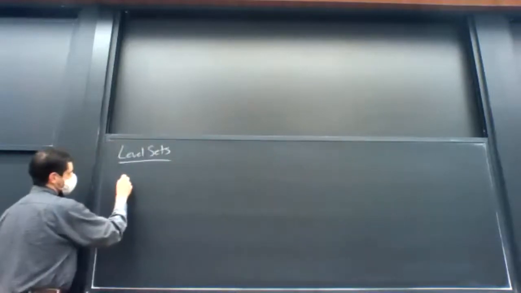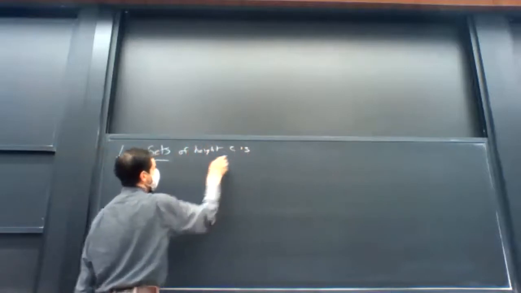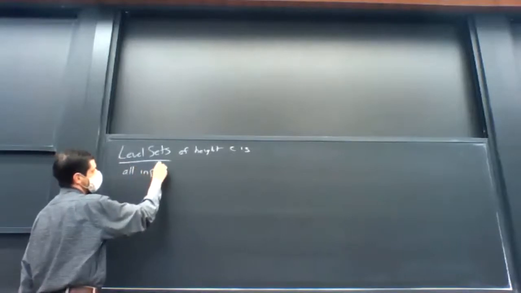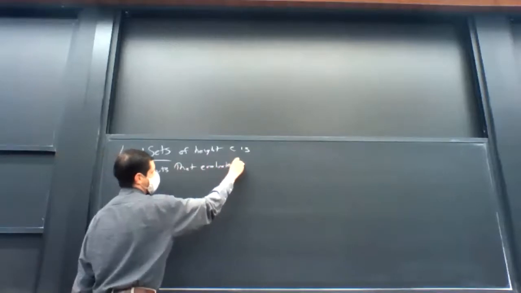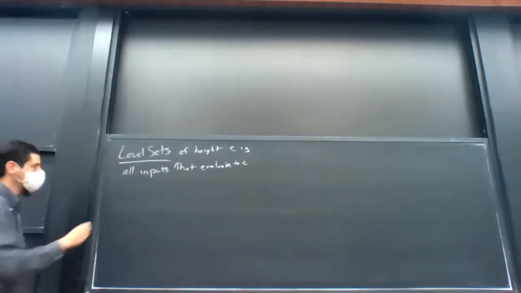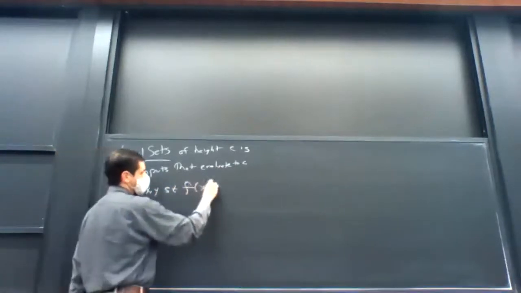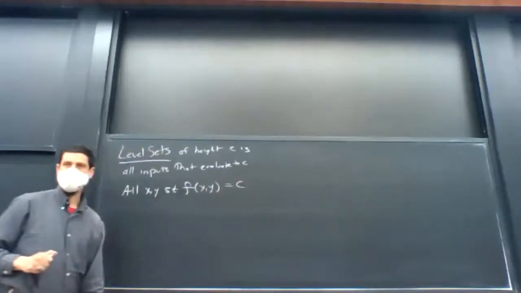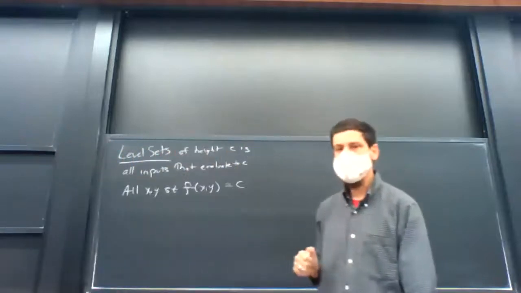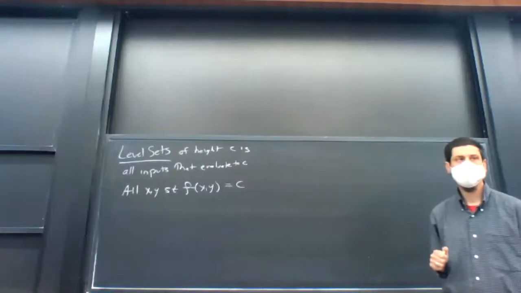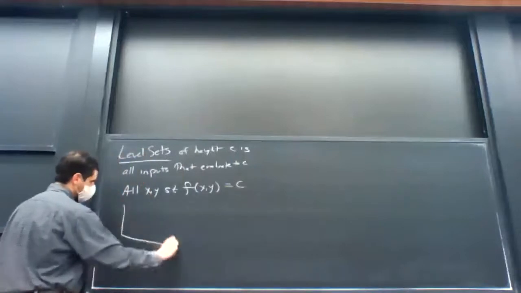So a level set of the height c is all inputs that evaluate to c. So if we have a function of two variables, it would be all x, y such that f of x, y equals c. So depending on what function I give you, you will have very different level sets. And the idea is if I plot a level set, it gives you some idea of what a space looks like.